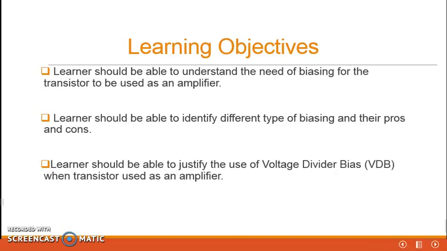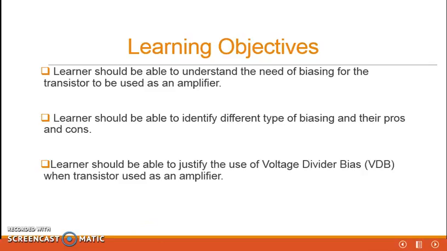Let's go through the learning objective of this video. After going through this video, the learner should be able to understand at least what is the need of biasing if you use a transistor as an amplifier. They should also be able to identify different types of biasing and their pros and cons. They should also be able to justify the use of voltage divider bias when a transistor is used as an amplifier.